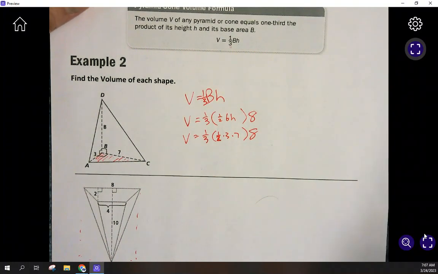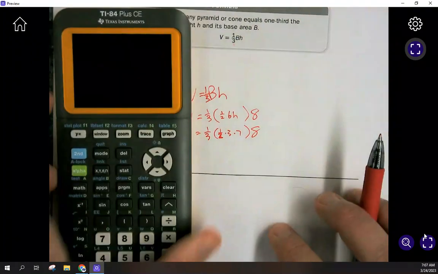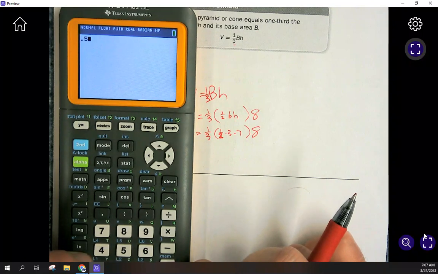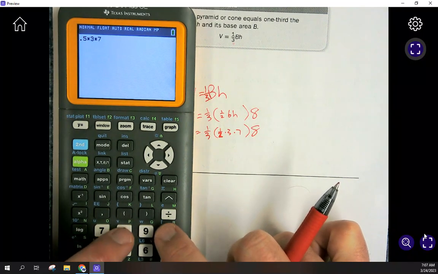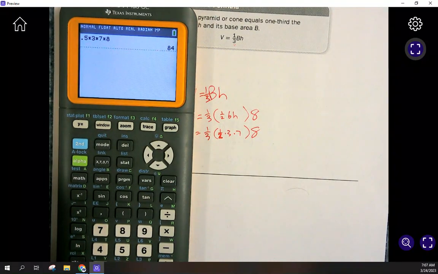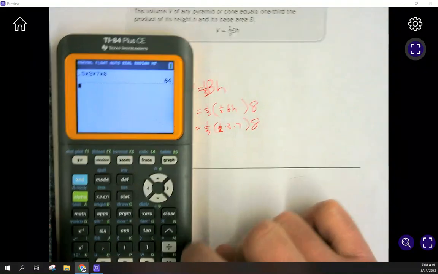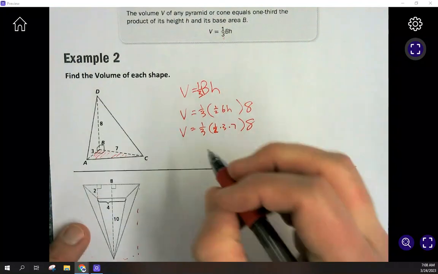And I'm going to go ahead and do all of this at once. So let me show you how I would punch it in the calculator. If you want to put the 1/2 in, you could as 0.5, or you could do the fraction. Times 3 times 7 times 8. That's 84. And now that I've got this answer, to take 1/3, I'm going to divide by 3. And that is 28.